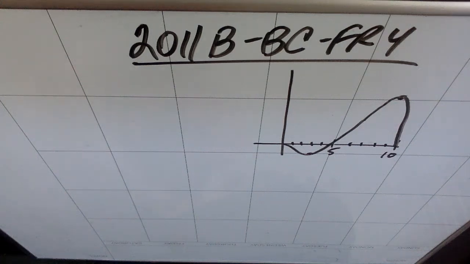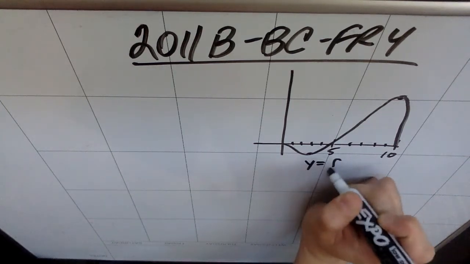This is 2011 Form B, BC free response number 4. The graph of the differentiable function y equals f of x with domain from 0 to 10 inclusive is shown in this figure that I drew terribly. Cool.